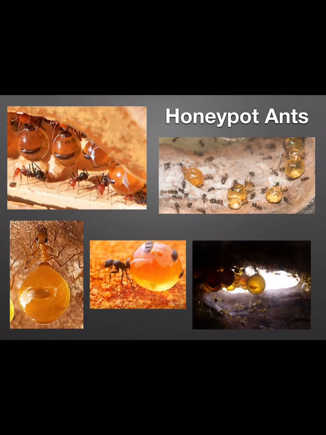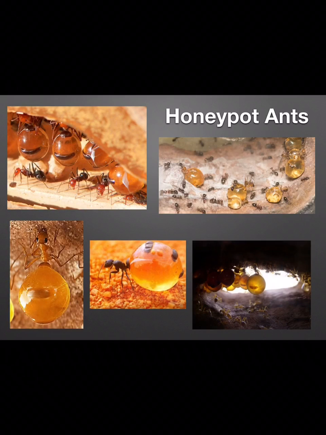So here are a few pictures of the honeypot ants themselves. The bottom two on the left just show some variation in color in the ant itself. Of course, their pots will be different. You usually just see this orangey yellow color though, because that's the color of the nectar that they drink most of the time.